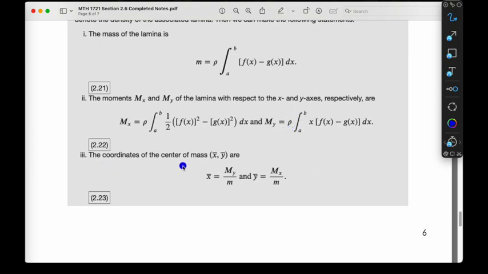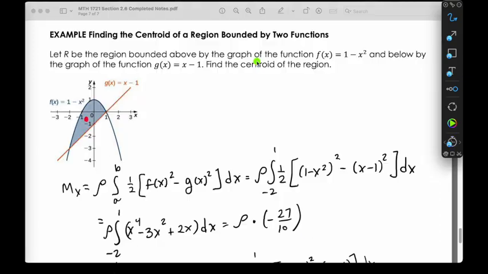And then to find the center of mass as an ordered pair, for your x-coordinate you're going to take the moment about the y-axis divided by the total mass. And then to find your y-coordinate of the center of mass, you are going to take your moment about the x-axis and divide by your total mass. Let's look at our example for this.